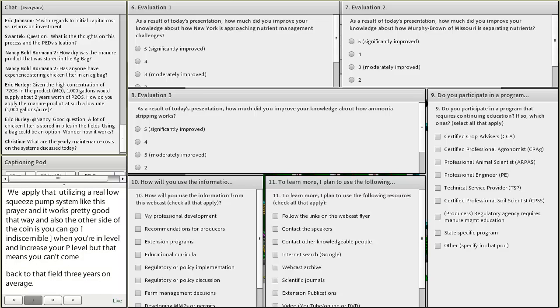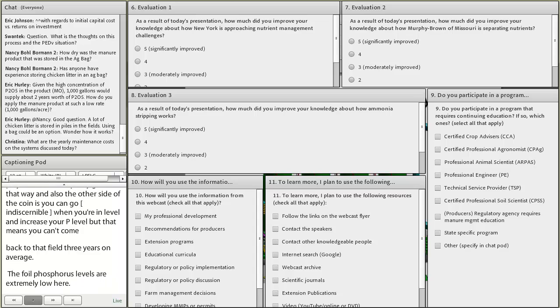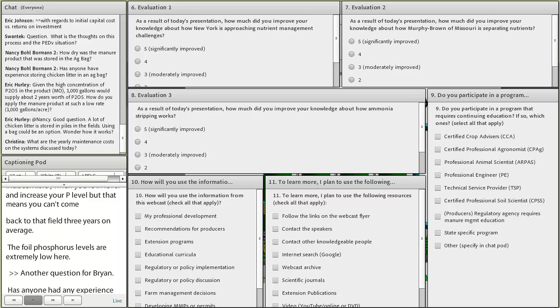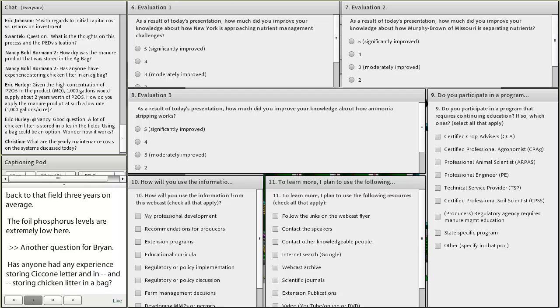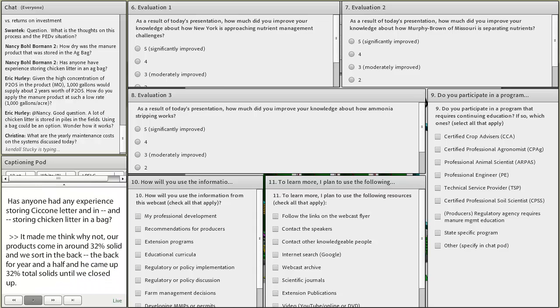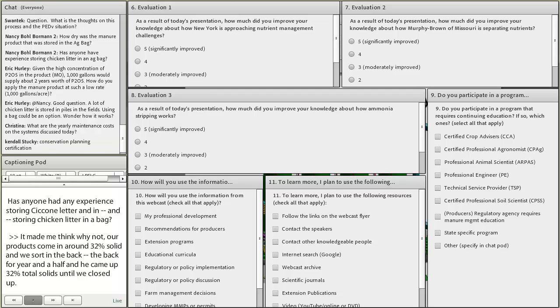Another question for Brian. Has anyone had any experience storing chicken litter in an ag bag? Not to my knowledge, but I saw those questions in the chat box and it made me think, why not? Because our product's coming in around 32% total solids. We stored it in the bag for a year and a half. It came out around 32% total solids because it's totally closed up. I think it's a great idea because I've seen piles of chicken litter stored around the countryside and wonder how come chickens are given this pass and we four-leggers aren't allowed to store our manure in a pile out there.